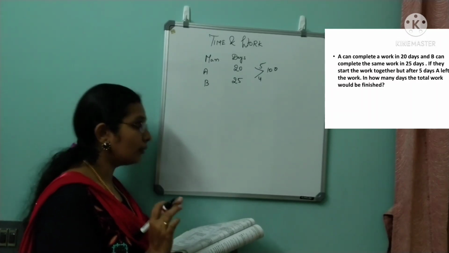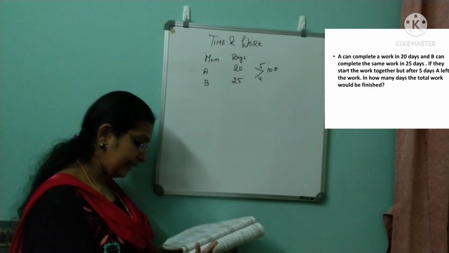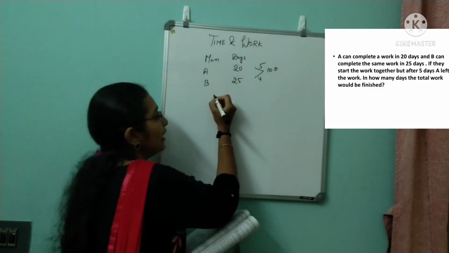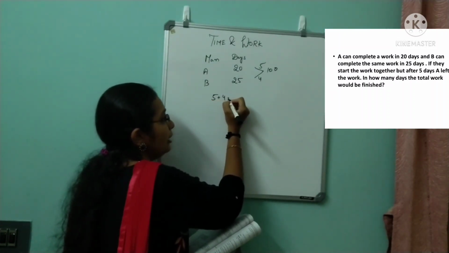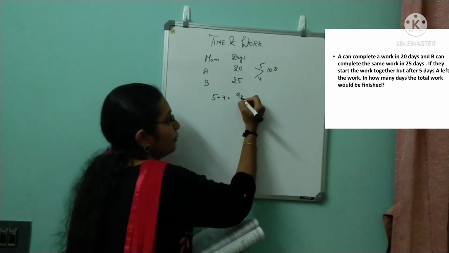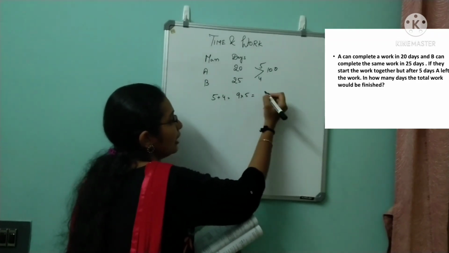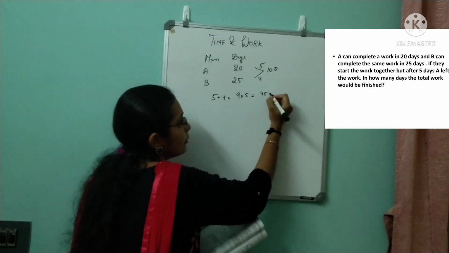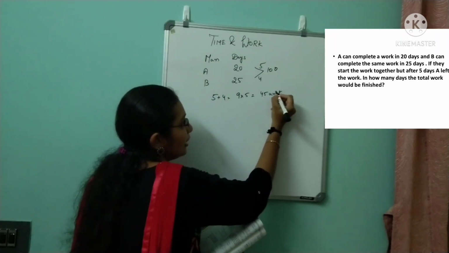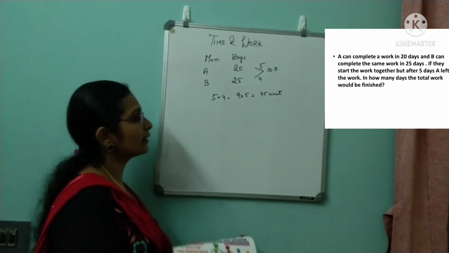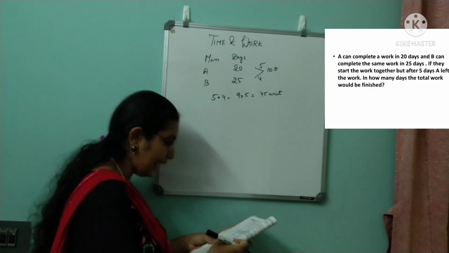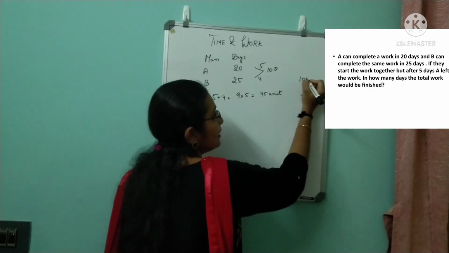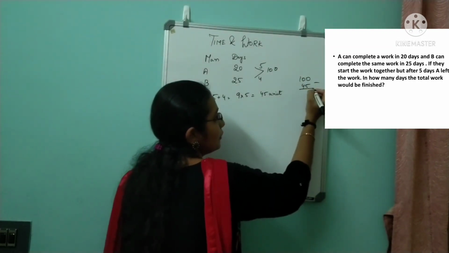They started work together and after 5 days A left the work. So together their efficiency would be 9, right? So 9 into 5 because 5 days they work together. So their total would be 45. So 45 units they work together, okay, for 5 days. Then after which A left the work. So the remaining units is 100 minus 45 which is 55.